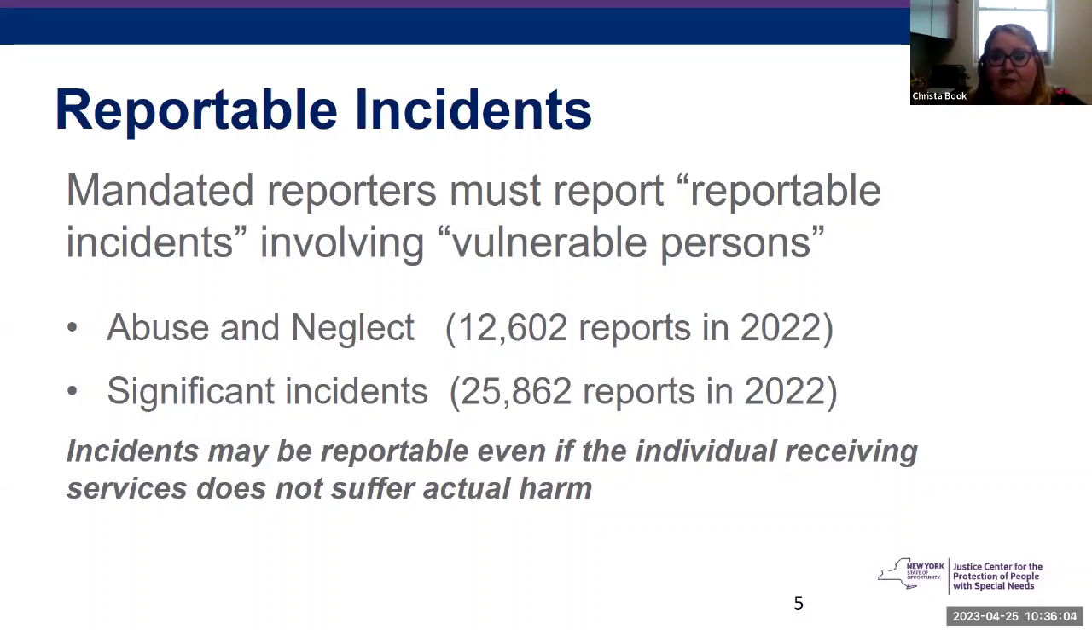Just to give you some idea, in 2022, we had 12,602 reports of abuse and neglect. In the same year, with significant incidents, we had 25,862 significant incidents reported. Incidents may be reported, and I would go as far as to say more of a must be reported, even if the individual receiving services does not suffer actual harm.